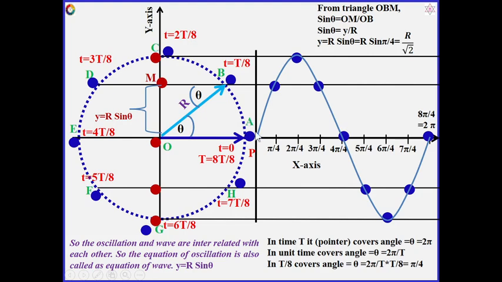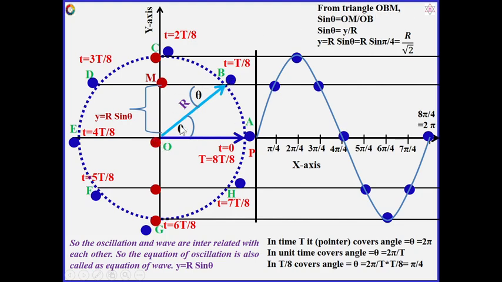So initially it is at A, and at time t, suppose after time t equal to T by 8, it moves from A to B, and let the angle covered be theta. If this angle is theta, draw the perpendicular from B to M. So obviously this angle will be theta, right? Now we have to consider the triangle OBM.